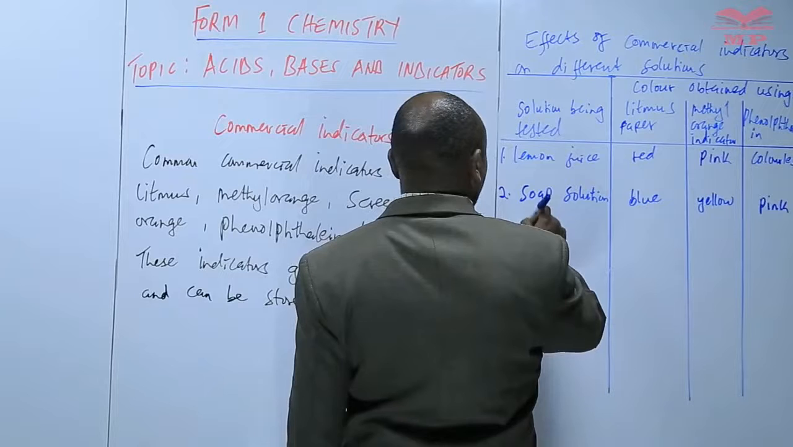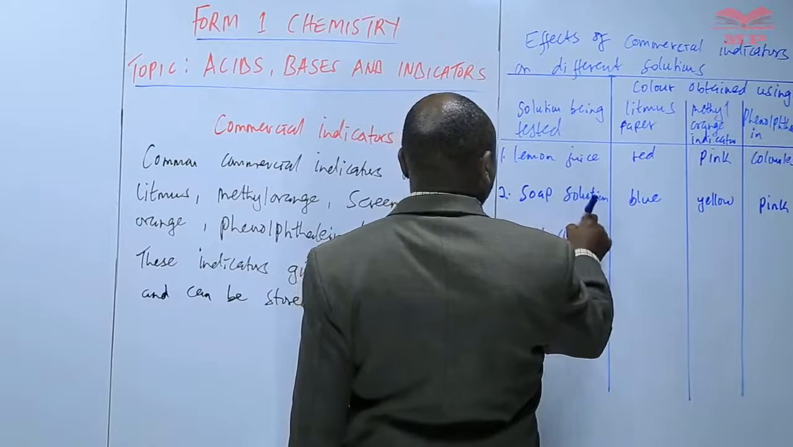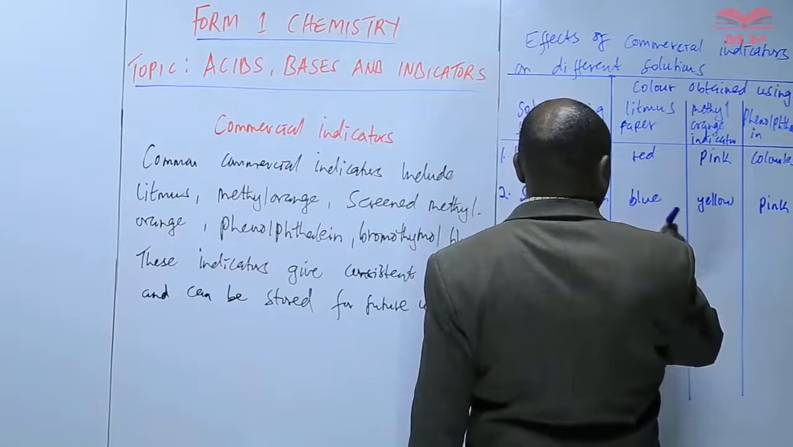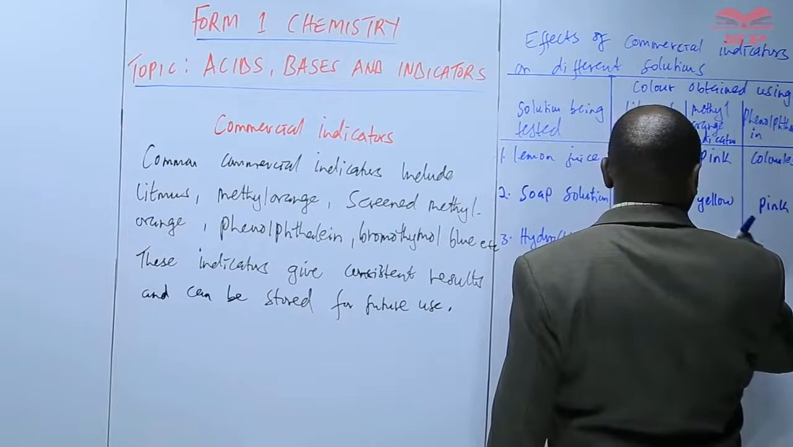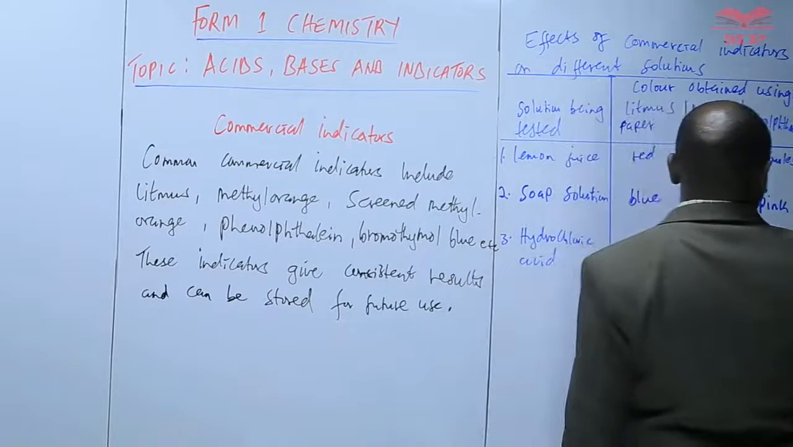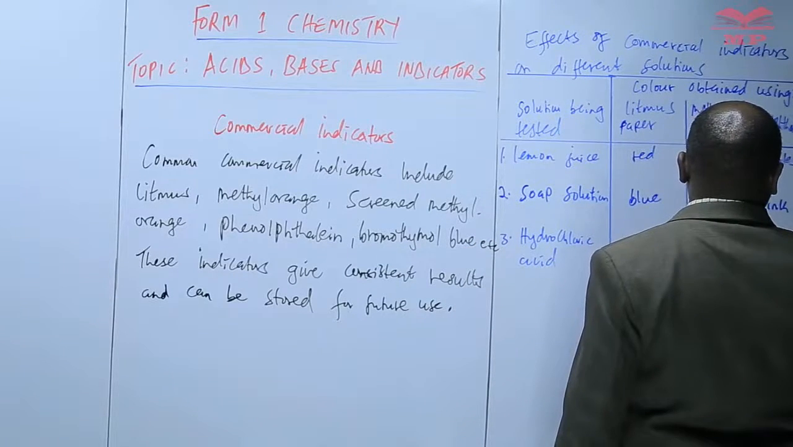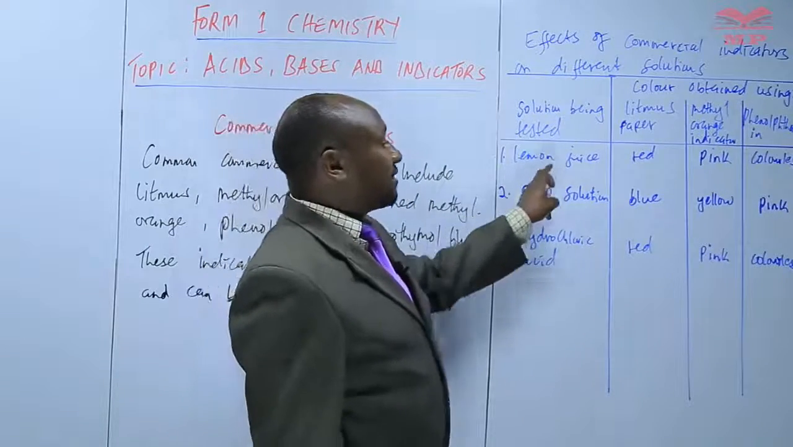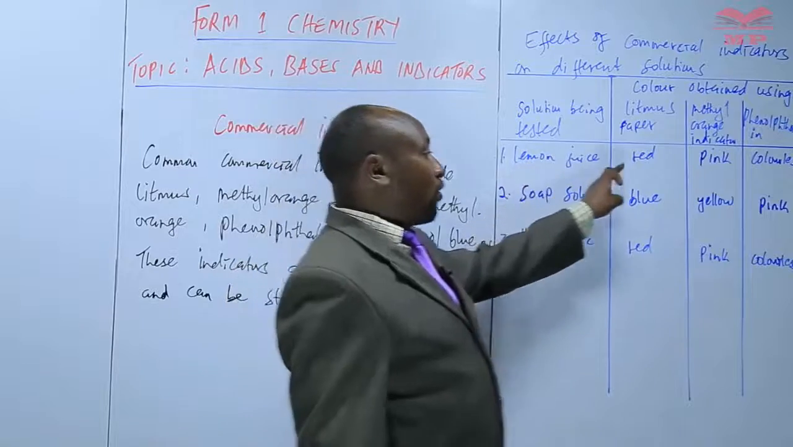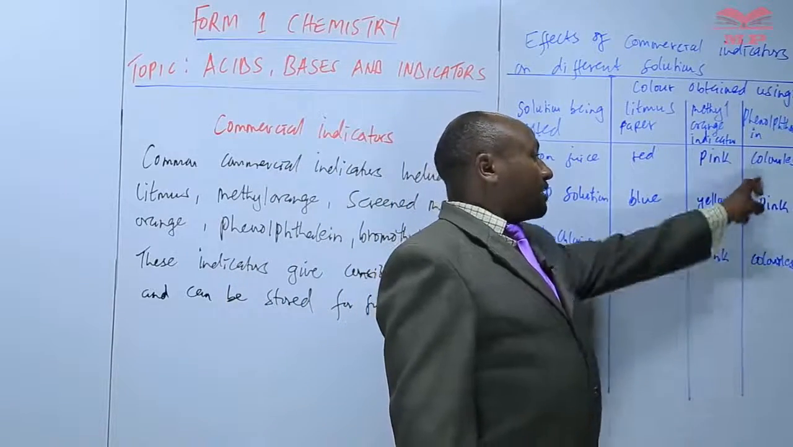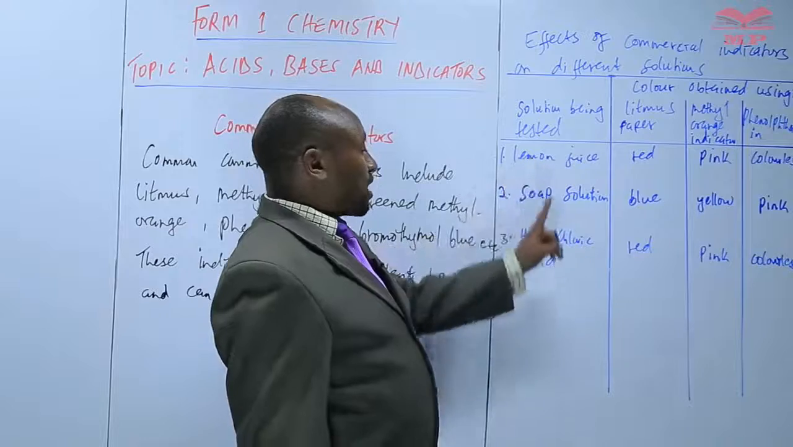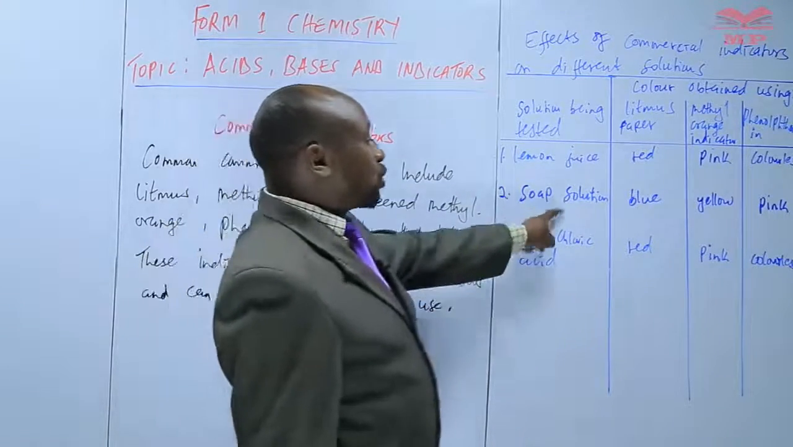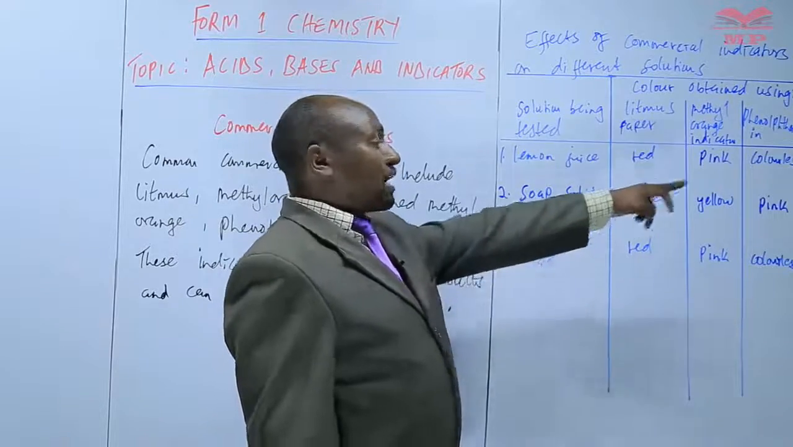We take an example of hydrochloric acid. In litmus, it will be red. In methyl orange, it will be pink. And in phenolphthalein, it will be colorless. So we can observe that hydrochloric acid is behaving the same way as lemon juice in all the indicators. That is an indication that lemon juice and hydrochloric acid are acidic. But soap solution is not acidic. That's why it's giving us different colors.